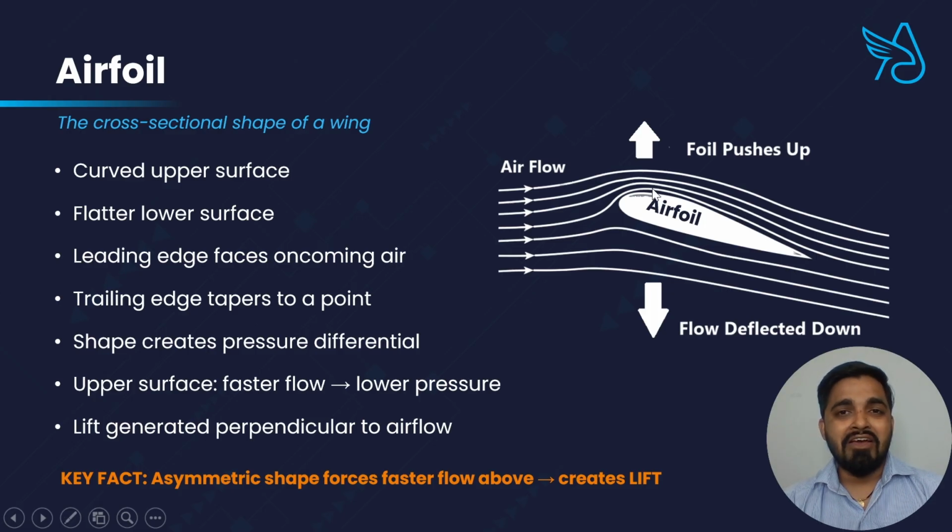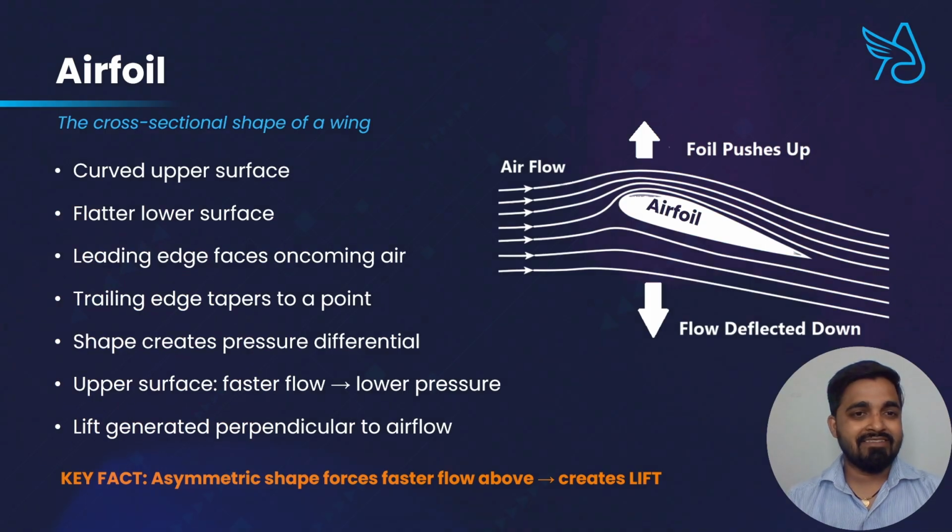And here's the thing, faster air creates lower pressure. The pressure above the wing is lowered and the pressure under the bottom of the wing is higher, due to which the wing gets pushed upward with this pressure difference. And this is the fundamental secret of how every fixed wing aircraft, or even drones, generate lift.